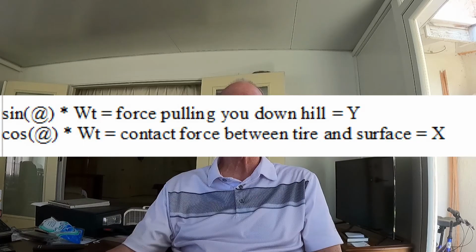So the sine of the incline angle times the weight is the force pulling you down the hill. That's the y factor. And the cosine of the inclination angle times the weight is the contact force between the tire and the surface, and that's labeled as x. The weight component pulling you down the hill must be less than or equal to the traction force.